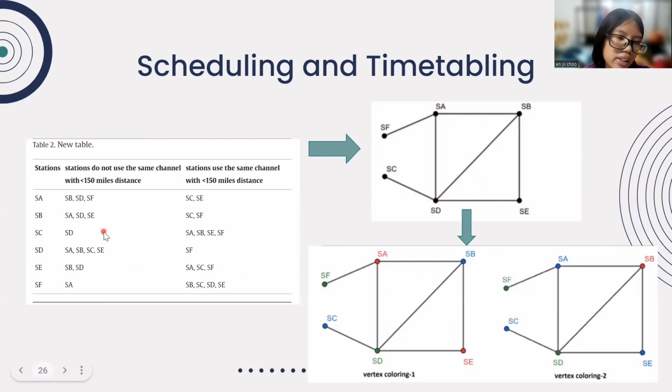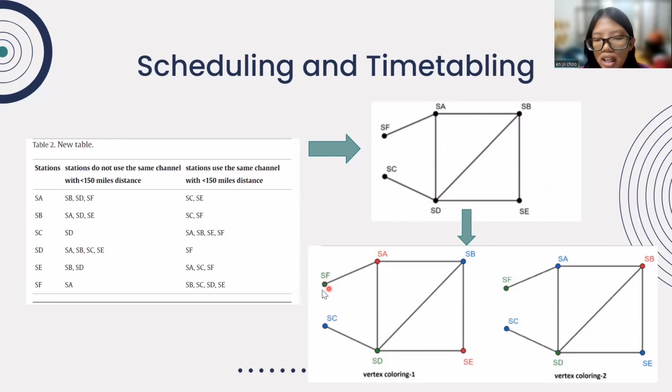As we know, SA has similarities, or has to connect to the channels less than 150 miles away, which means they interfere with one another: SB, SD, and SF. So SA connects with SB, SD, and SF. We continue doing this, and this graph comes out. After you have this graph, we start to color it again.